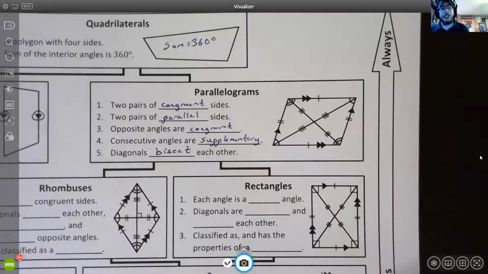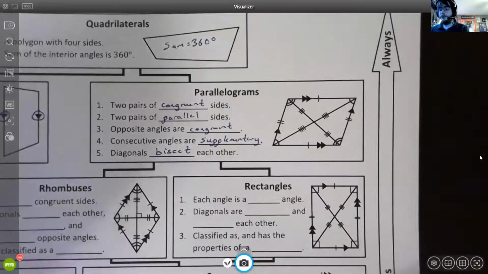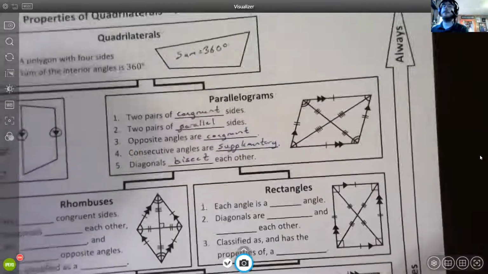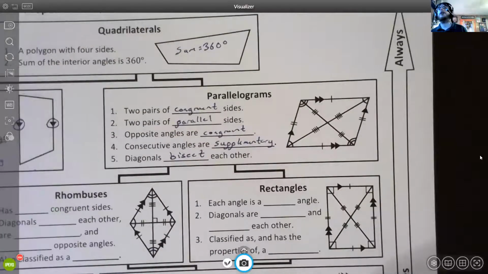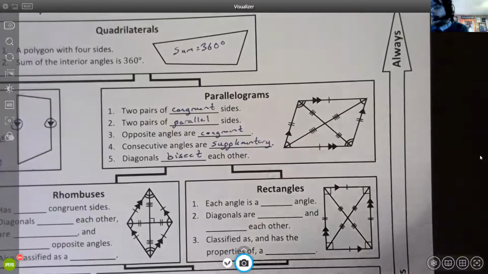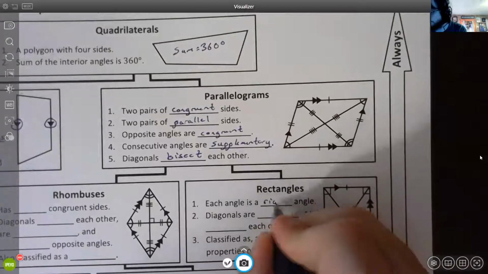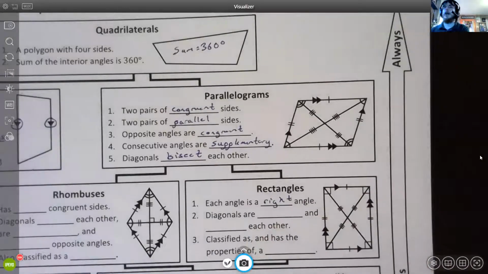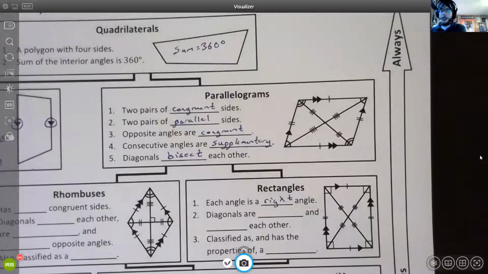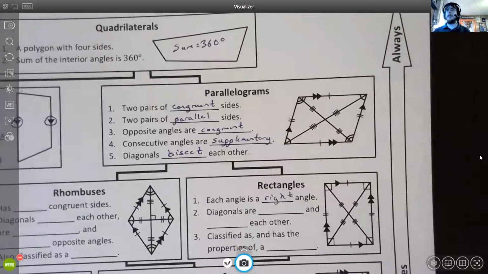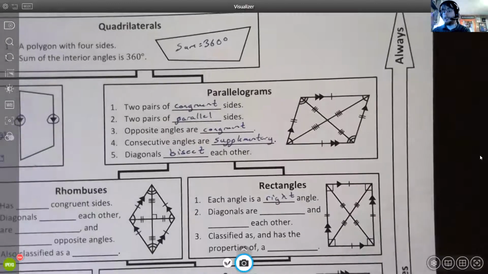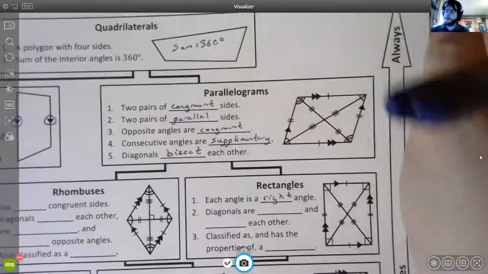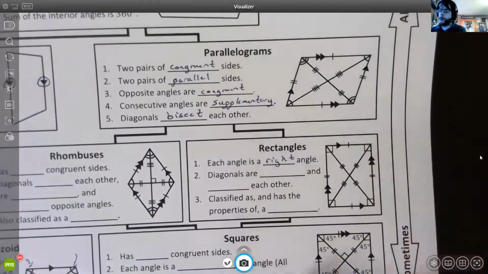All right, next up we're going to talk about rectangles. And the key property that makes a rectangle is that every angle is a right angle. So every angle must measure 90 degrees. So if I say that you have a quadrilateral and it has 4 right angles, you know right away that it has to be at least a rectangle. It can also be a square, but you know it is a rectangle.